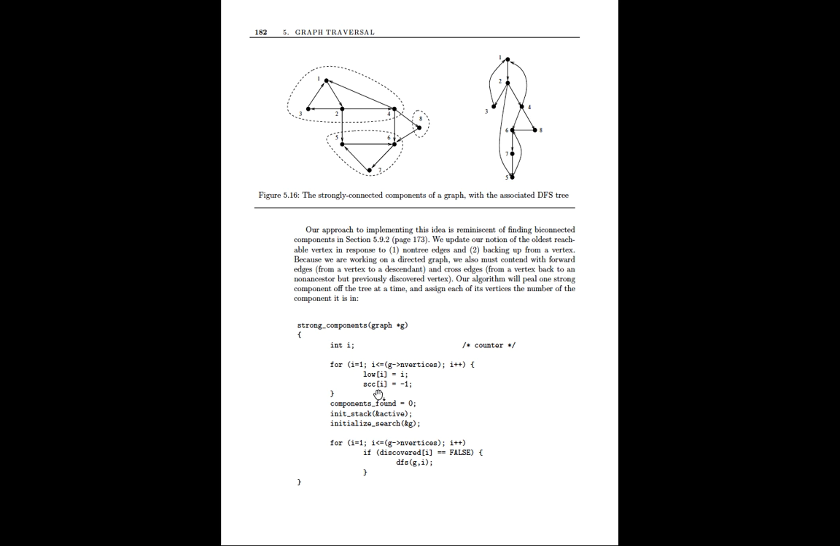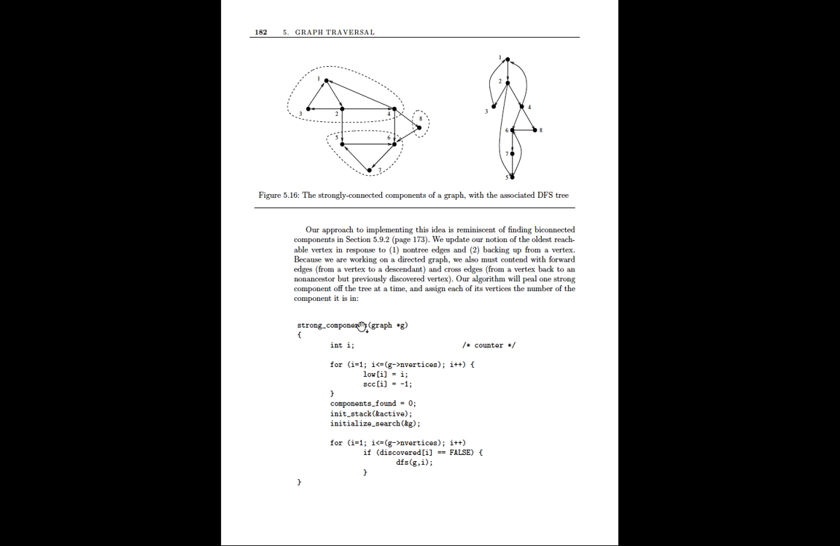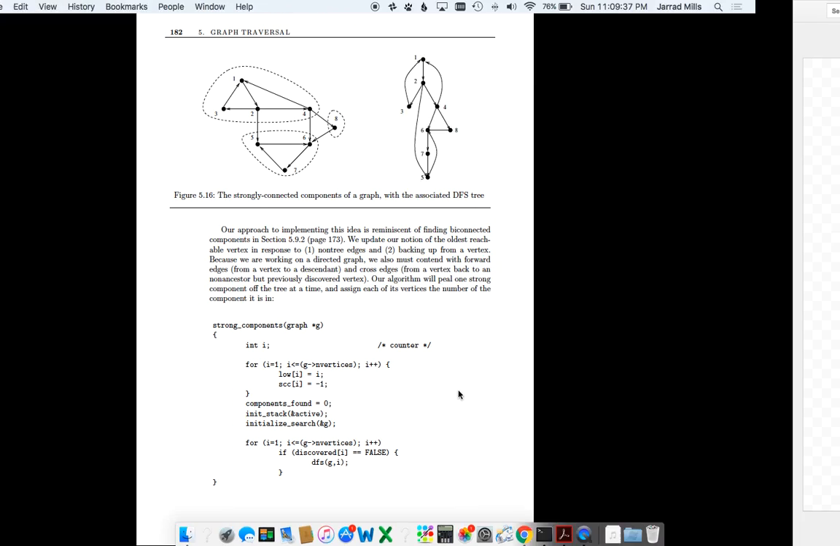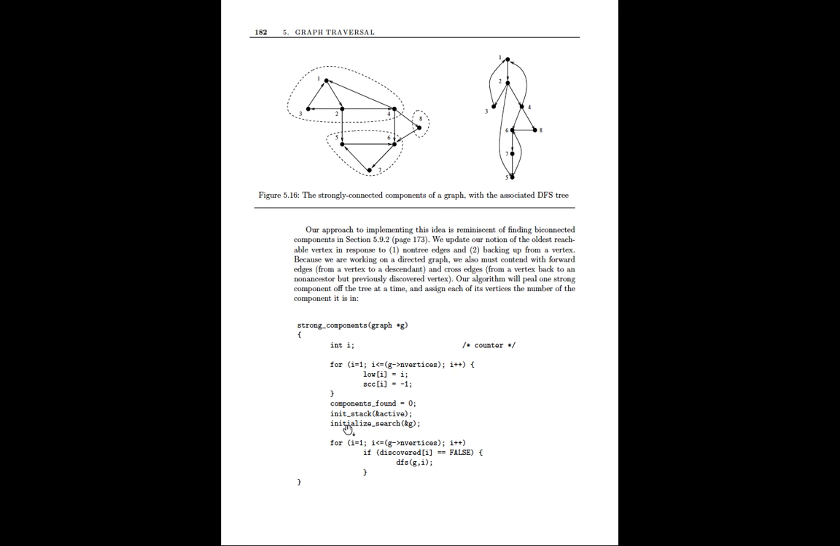And then SCC for every vertex is set to -1 initially, which indicates that we have not yet found a strongly connected component for any vertex yet. Components found equals 0. Again, we found 0 strongly connected components at this point. And then we initialize the stack and initialize the search. We're not going to talk about those. And then we start our depth first search.